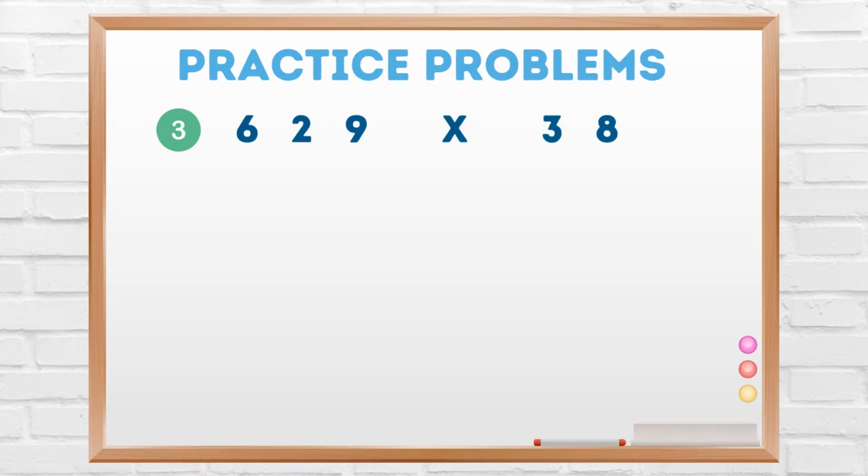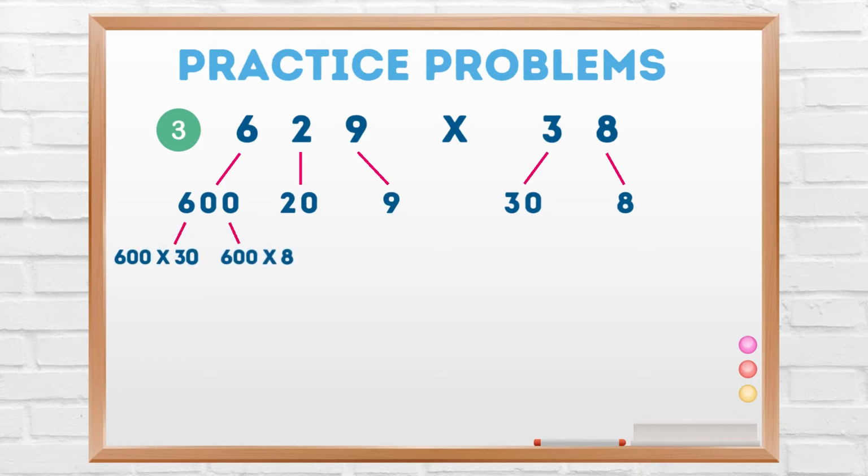And finally, try to solve the final practice problem, which is 629 times 38, using the partitioning method. Pause this video here, and when you're ready for the answer, press play. Okay, so we're going to break up 629 into 600, 20 and 9. We will also break up 38 into 30 and 8.